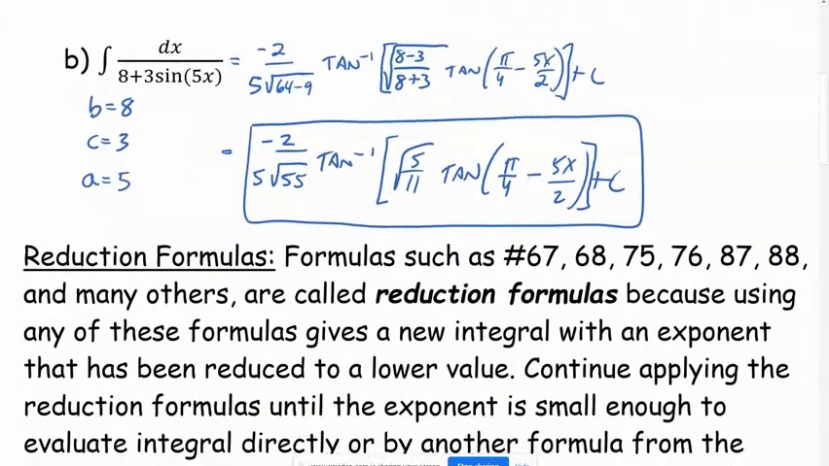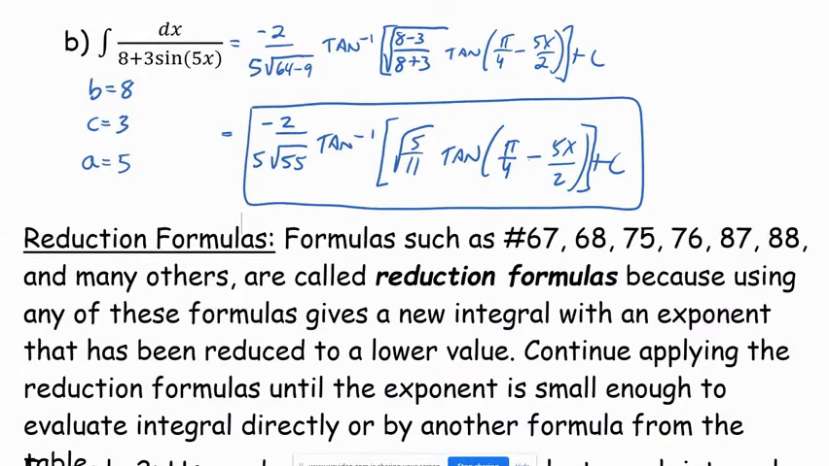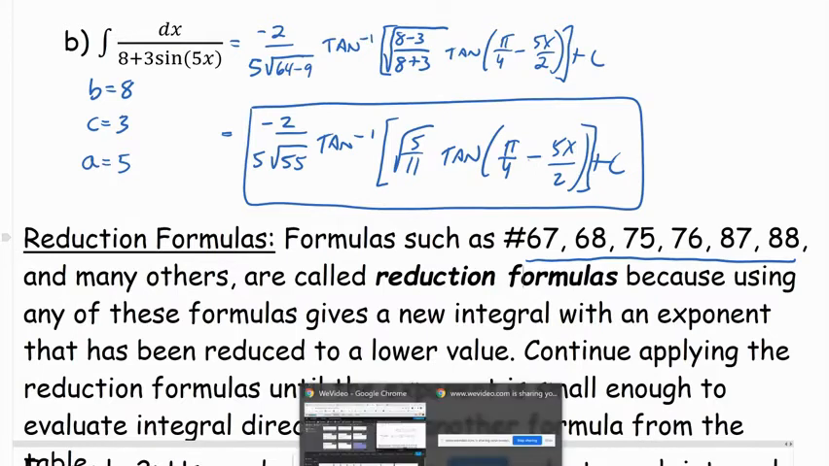Okay, so now if you focus your attention on these formulas in the back of your book, 67, 68, 75, 76, 87, and 88, those are all referred to as reduction formulas. Let's take a look at those.